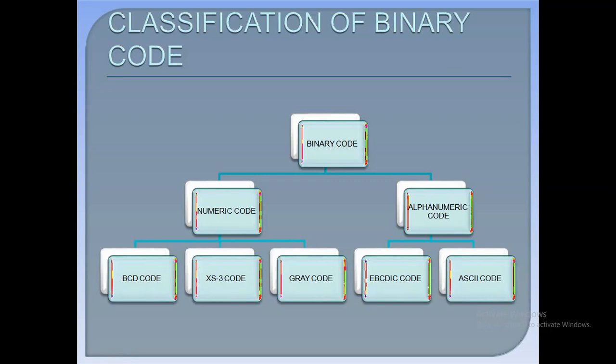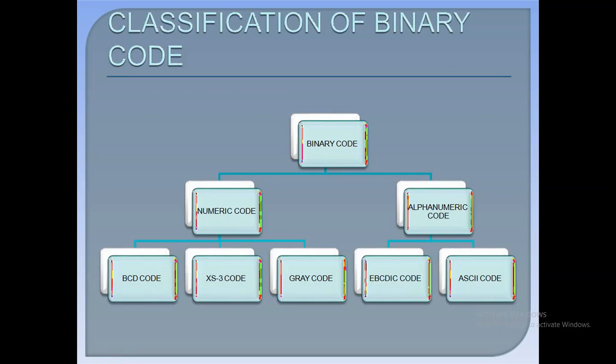BCD code is valid up to the number 9. Afterwards, 10 to 15 are taken as don't care conditions. Don't care means it is not necessary to take those values. If it is necessary, then it is taken for simplification purposes. Otherwise, it is not necessary to take.